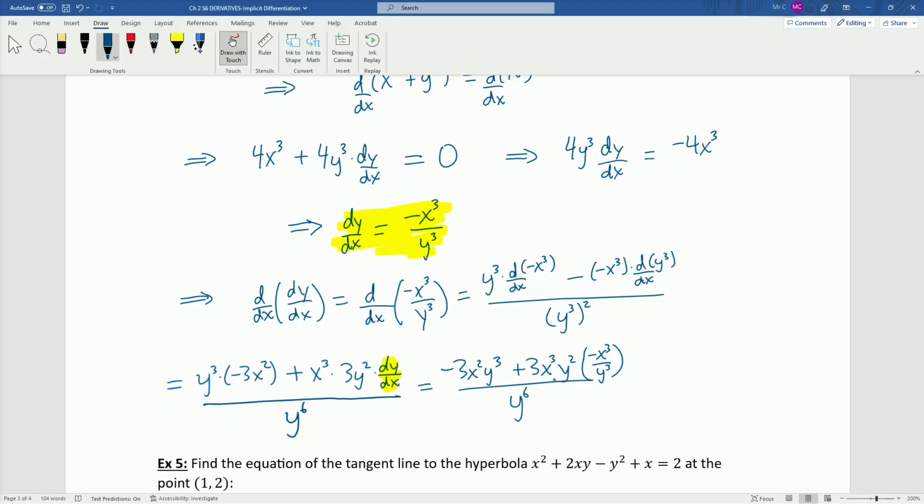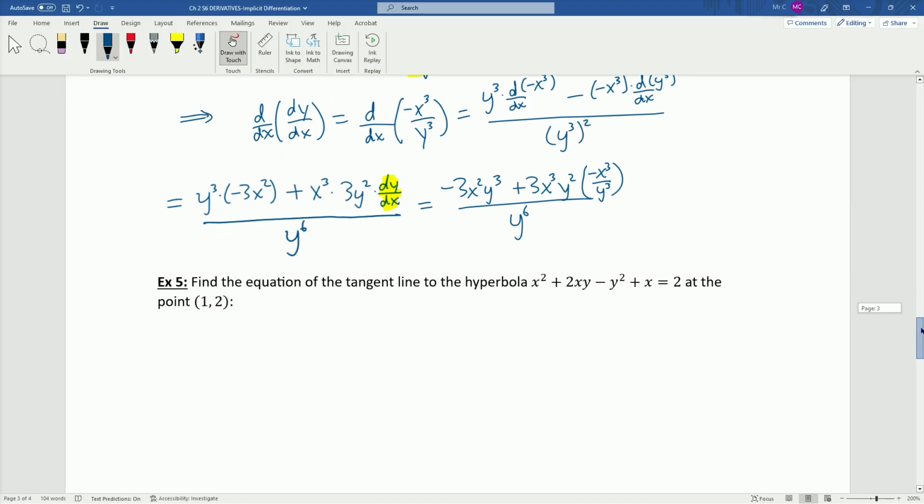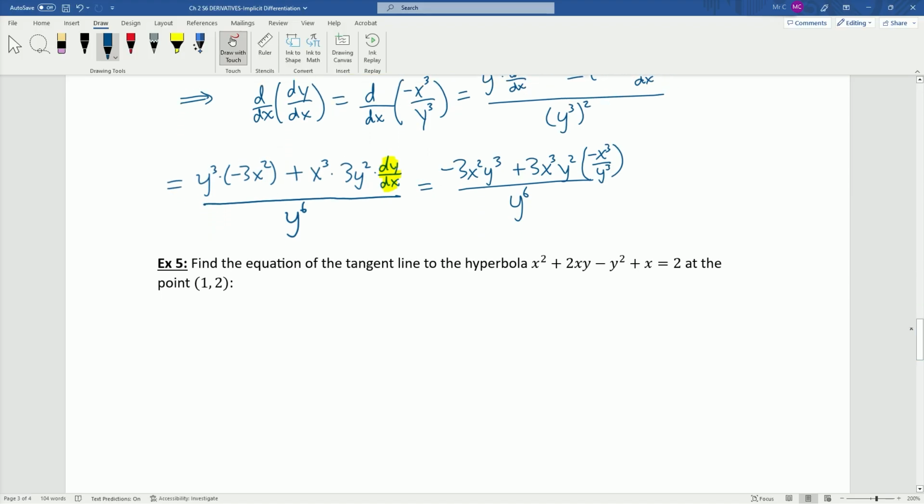So this can be simplified fairly easily. You could split this fraction up into two, simplify each part a little bit, and it'll clean up nicely. I'm going to go ahead and skip that part and just leave this as is. Leave that part to the viewer. Okay, so let's go ahead and move on to the next example.